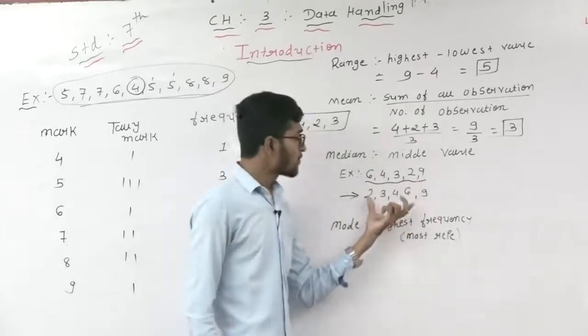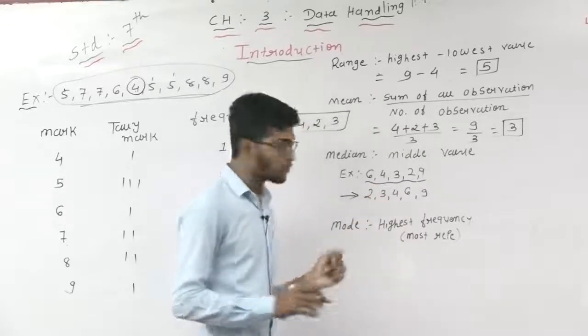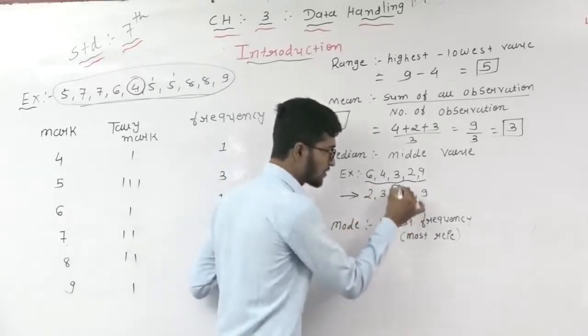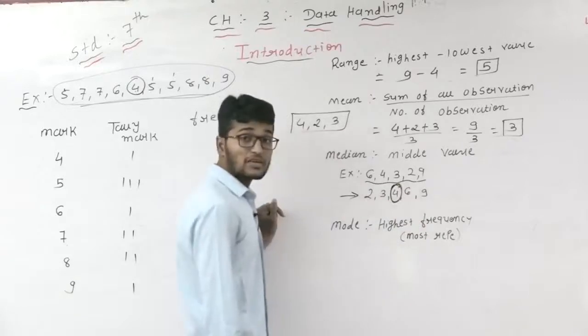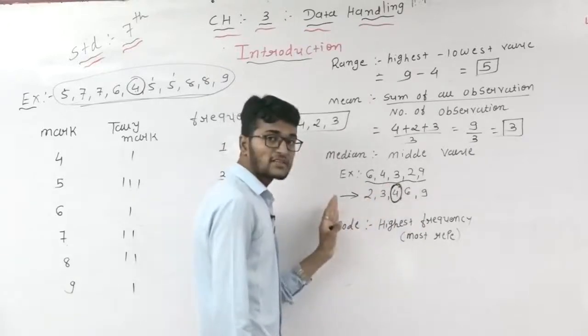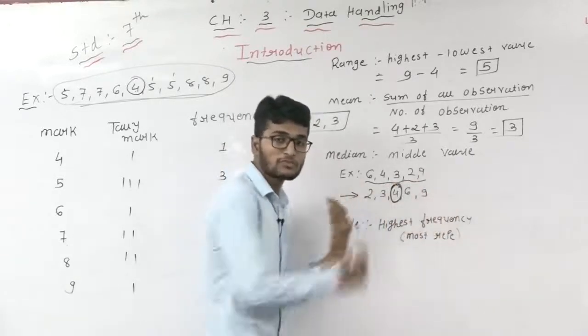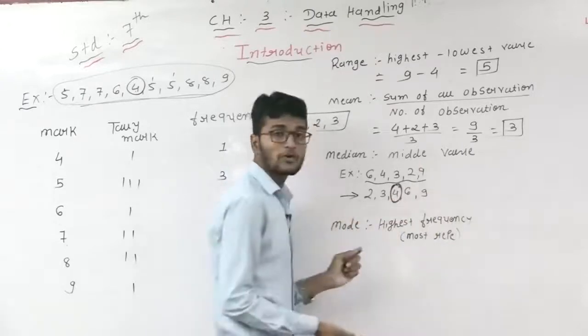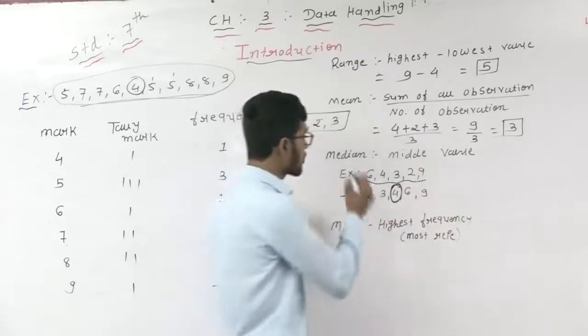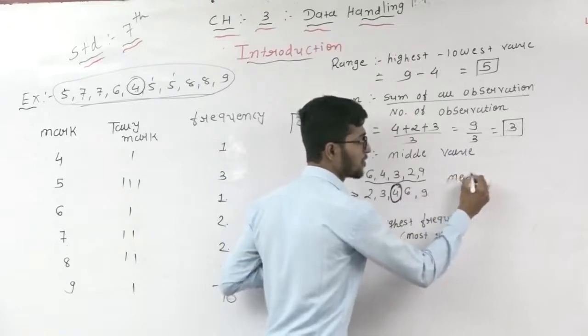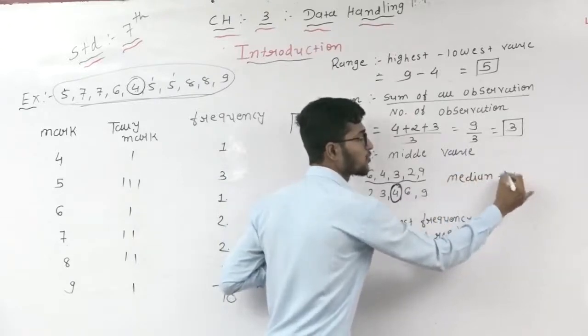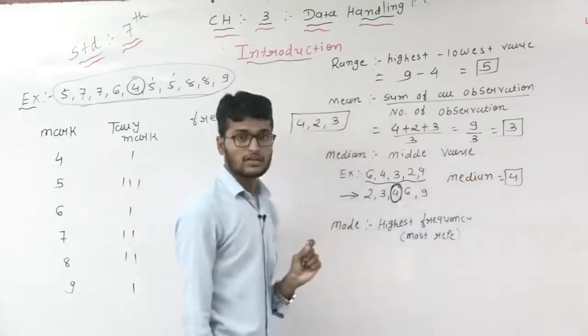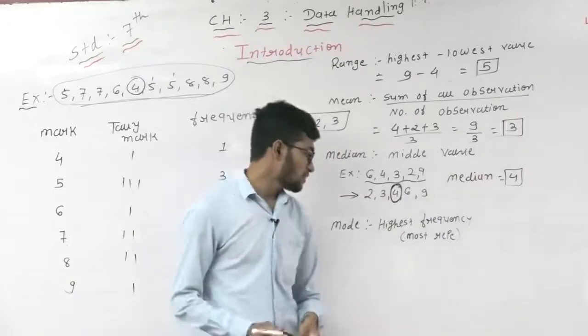Now we will find our median. Median means the middle value. So here, students, this is our middle value. Why? Because on the left hand side there are 2 values and on the right hand side also 2 values. It means on both sides there are 2 values. So 4 is our middle value. So our median is equal to 4. So 4 is our answer. Understand? Then the last one is the mode.